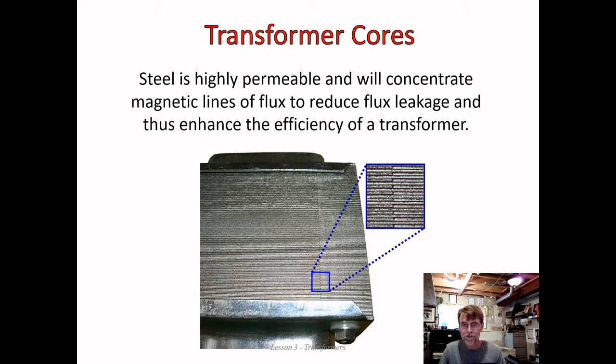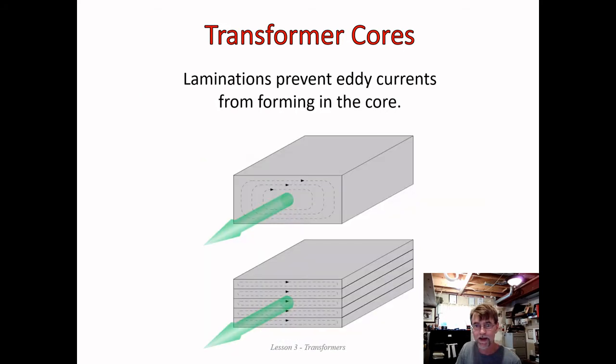Okay, well, here's a picture of the laminations. So this is a real transformer, and we've zoomed in on the core material, and we can see that it's cut into these thin slices. Okay, so the iron core concentrates the magnetic lines of flux and reduces the flux leakage, enhancing the transformer. So that's the iron core part of it, and then the laminations.